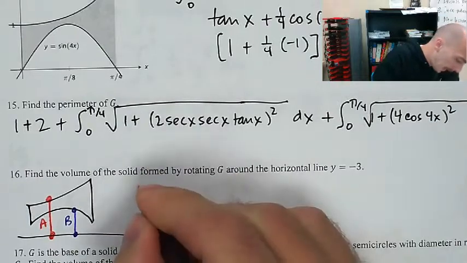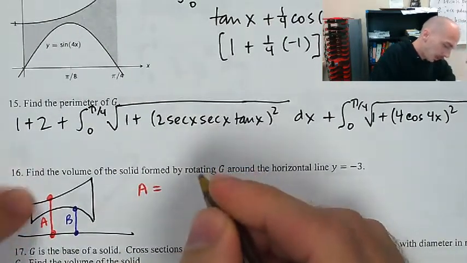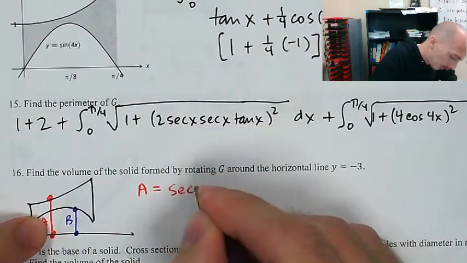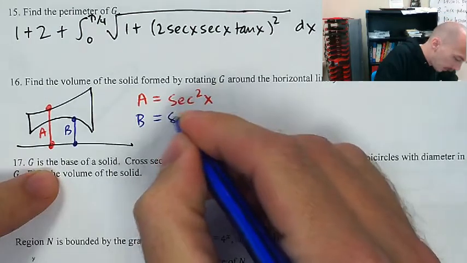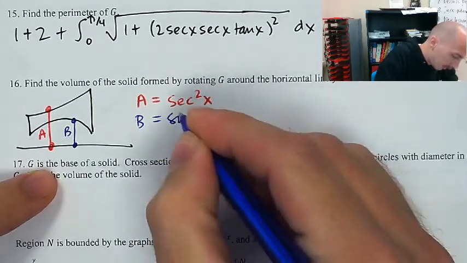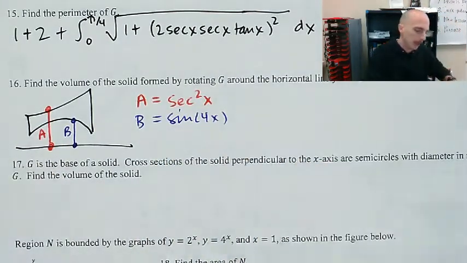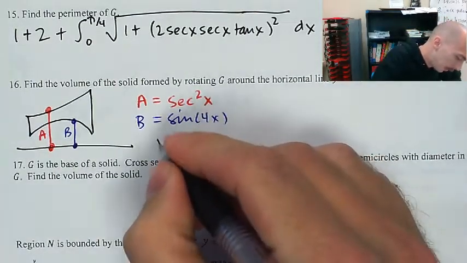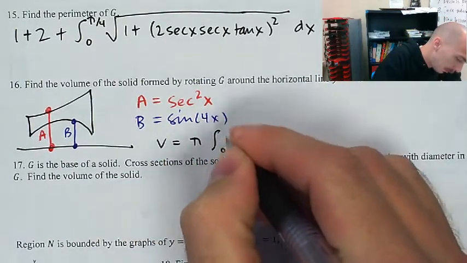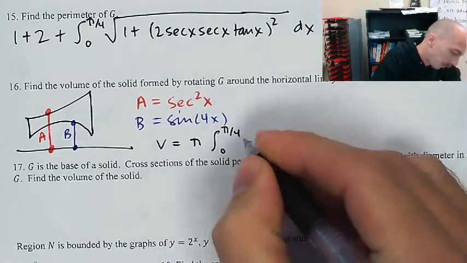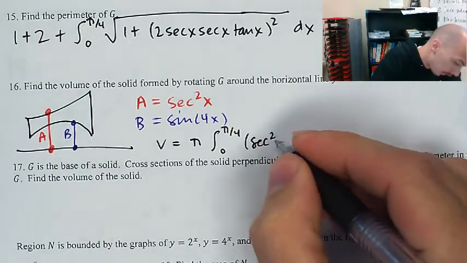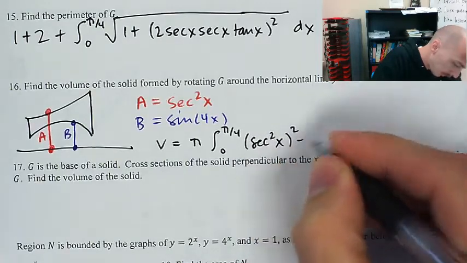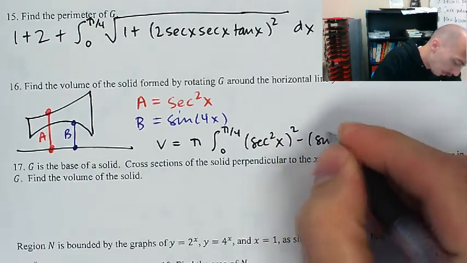Okay, A is going to be equal to top minus bottom, secant squared x minus 0. B is going to be top minus bottom, sine of 4x minus 0. And then that means that the volume is going to be pi times the integral from x equals 0 to x equals pi over 4 of the top squared, the large radius squared, minus the small radius squared.